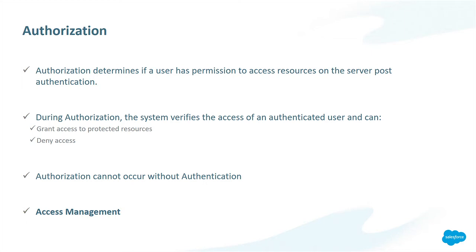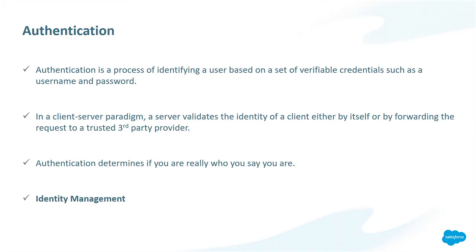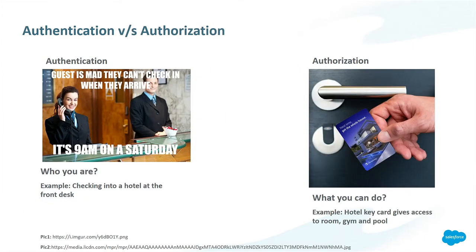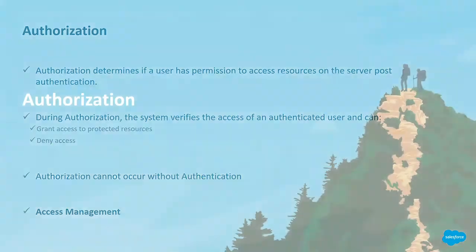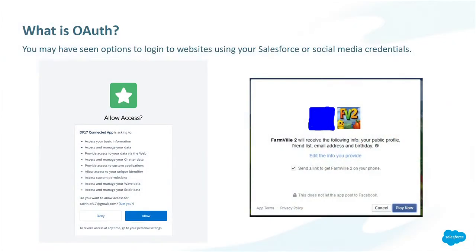And so in the broader context of computer science or technology, this falls under the study of access management. So once again, just to summarize, authentication is basically saying who you are. It is basically talking about your identity, and authorization is basically saying what can you do with this, what permissions do you have. So with that, we'll move on to authorization and OAuth.